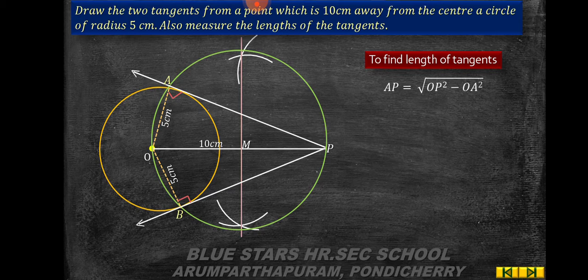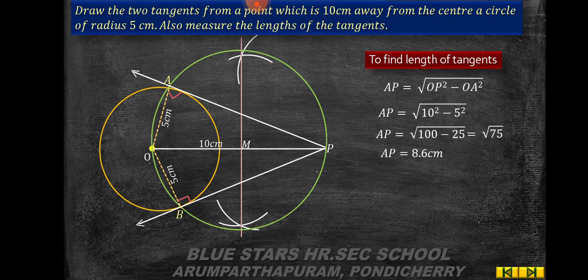So here AP is equal to root of OP square minus OA square, because here we are taking the hypotenuse, Pythagoras theorem. So AP is equal to root of 10 square minus 5 square. AP is equal to root of 100 minus 25, which is equal to root 75. AP is equal to 8.6 centimeter. Now we find the length of the tangent is 8.6 centimeter.